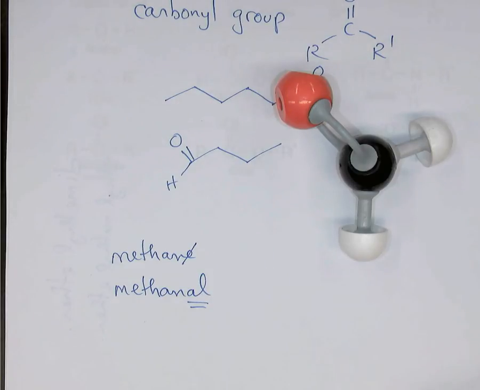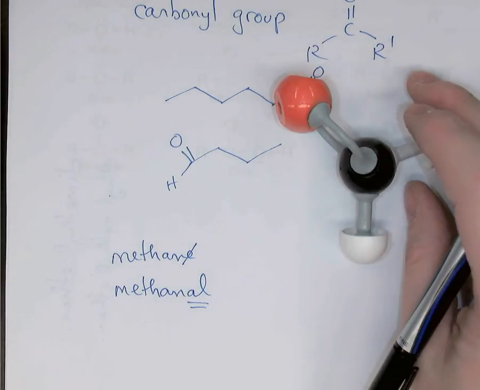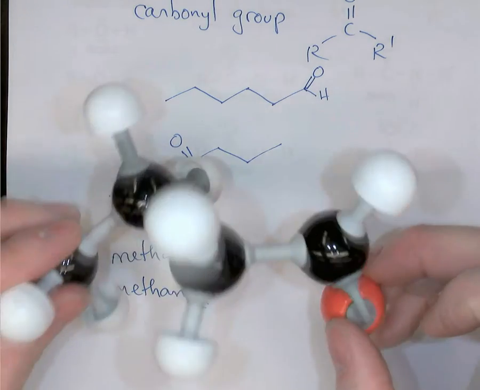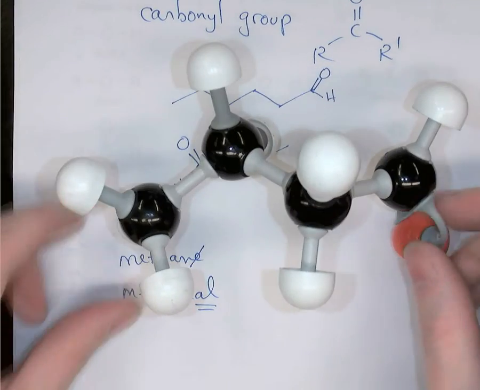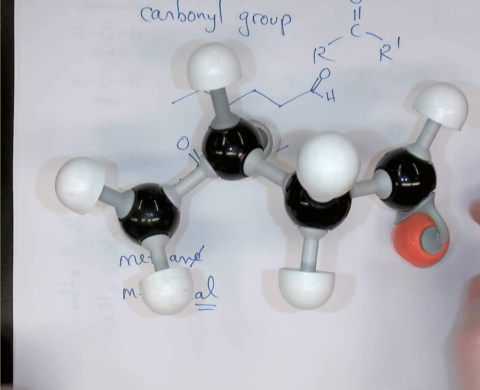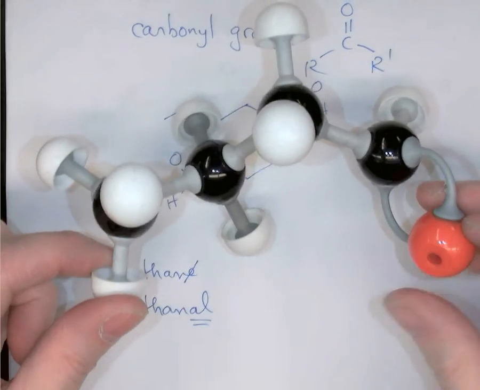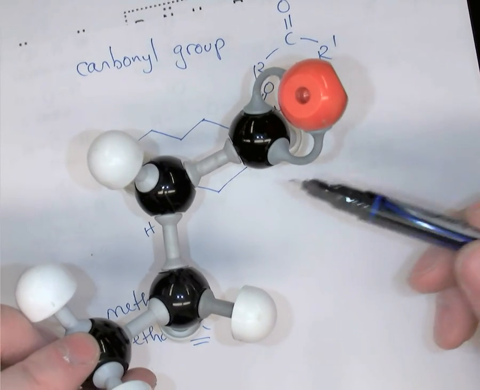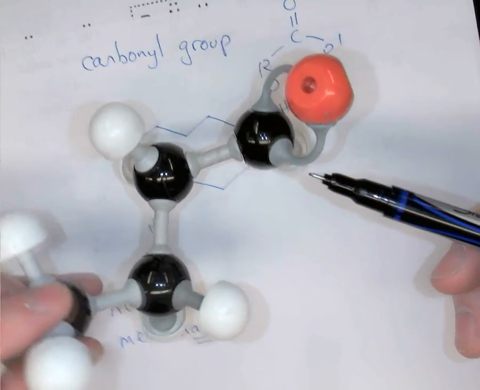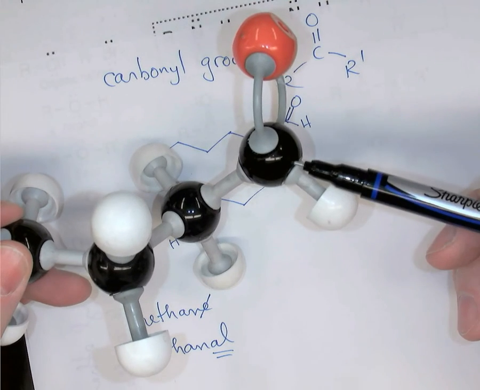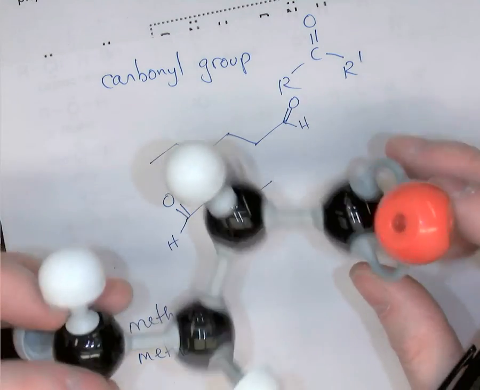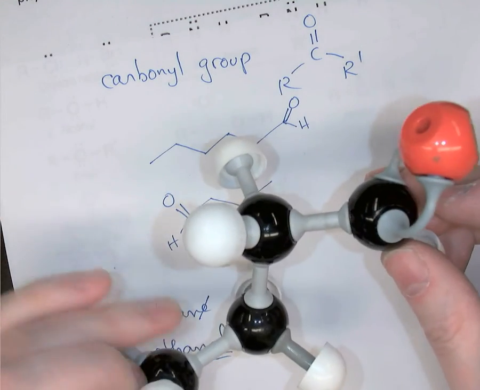AL at the end. So methanal. Here's a slightly larger aldehyde. This one has 4 carbons in a chain, and there at the end of the chain is the double bond oxygen, so there's the carbonyl group, and again it's on a terminal carbon, it's on the end carbon in the chain. So this is what characterizes it as an aldehyde.